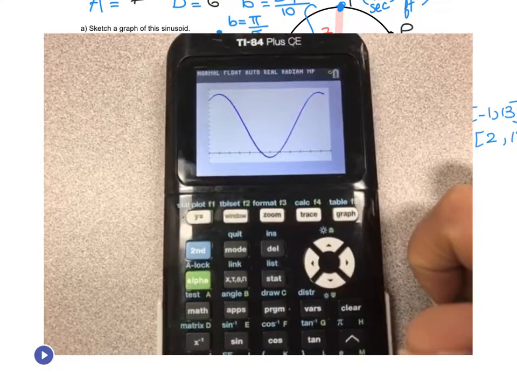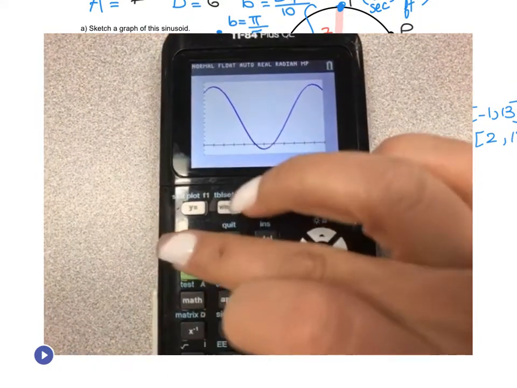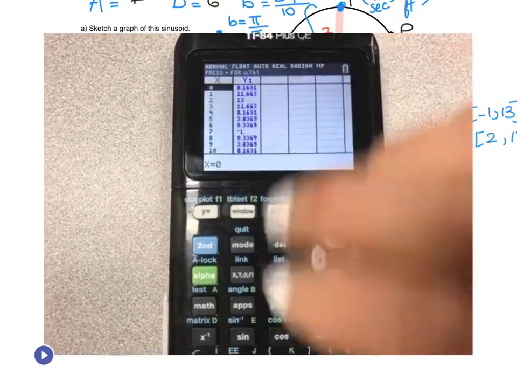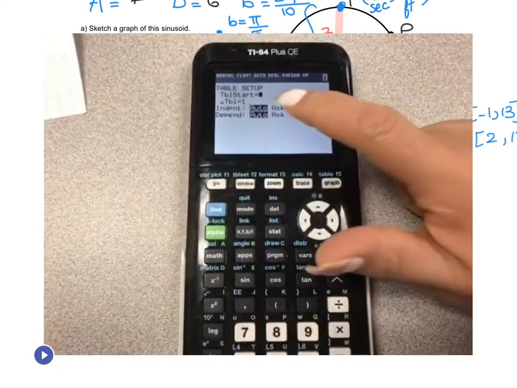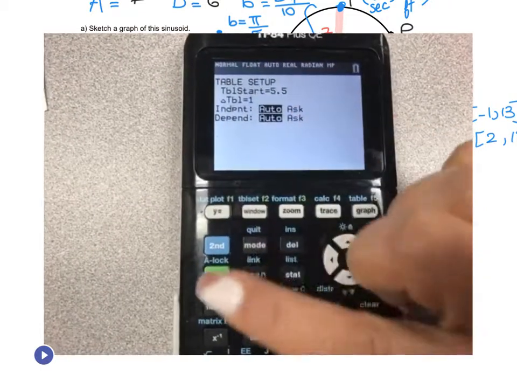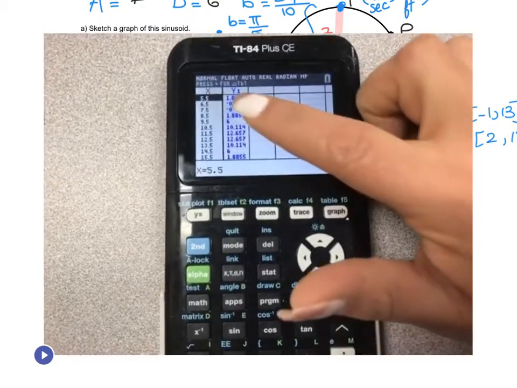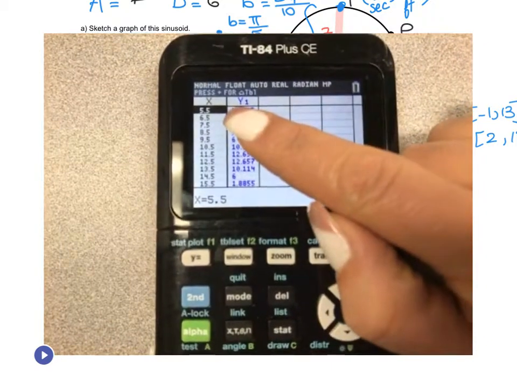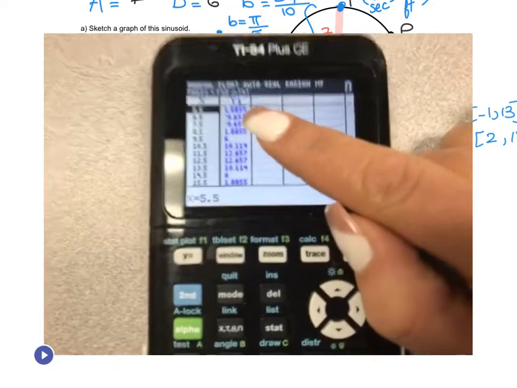Now, I need to find what the distance would be when x is 5.5, when the time is 5.5. So I'm going to go to the table, and I can see that the table is counting by 1. What I can do is go to second window, which is my table set, and tell my calculator to start at 5.5. Remember you do second and then window. Now if you click second graph, the first thing you're going to see is the 5.5, which is 1.89. So in 5.5 seconds, it's going to be 1.89 feet above the surface of the water. So we just did C.